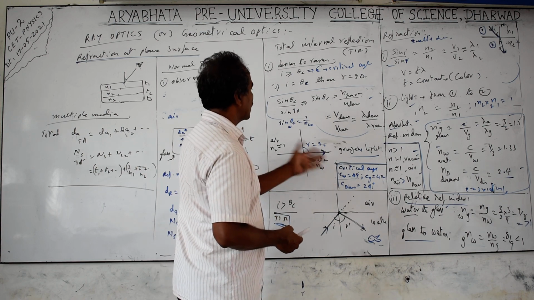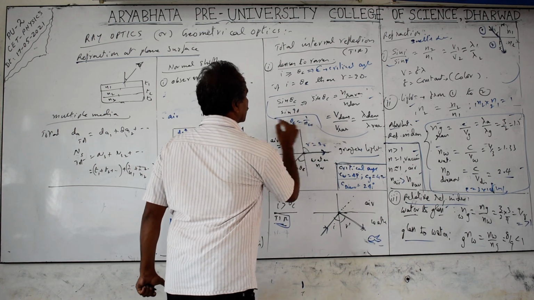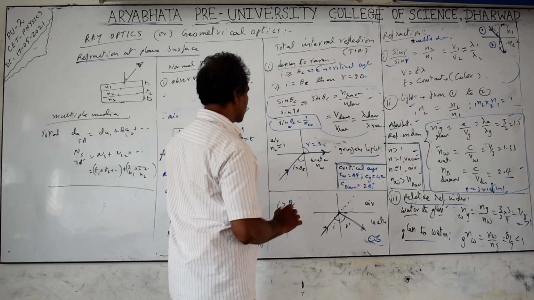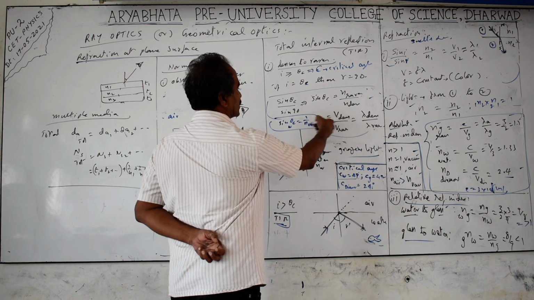What is the importance of that high value? We will discuss later. So the critical angle for water is 1 by n water. If you take the glass, the critical angle is 1 by n glass. And similarly we can calculate the velocities for this case.